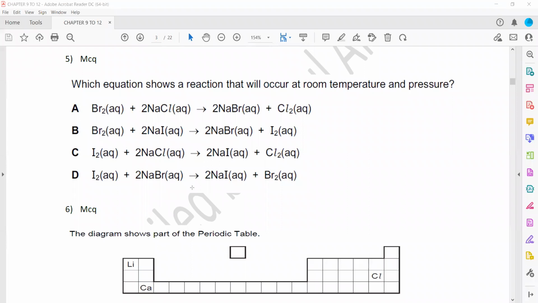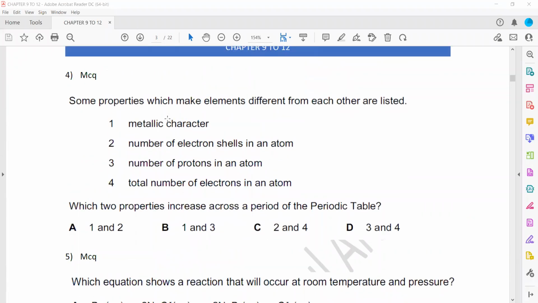Why is 2 wrong in the previous question? Because when we move across the period in a periodic table, the number of electron shells remains the same, because the period number represents the number of shells. So the period 2 elements such as lithium, beryllium, boron, carbon, nitrogen, oxygen all belong to period 2, the second period. So what is common between them? They all will have 2 shells.